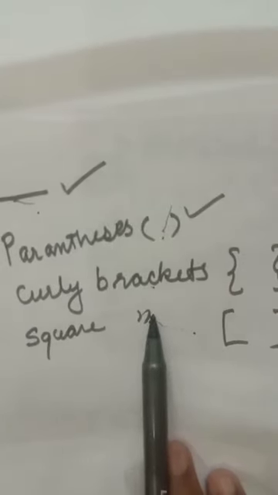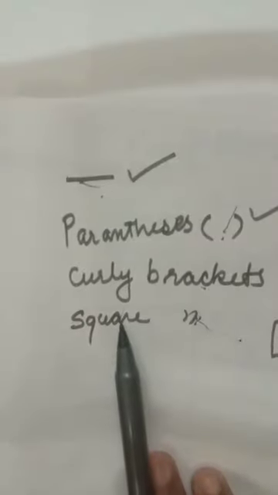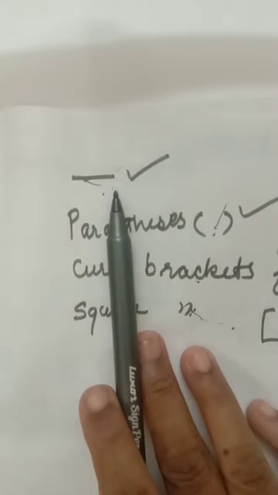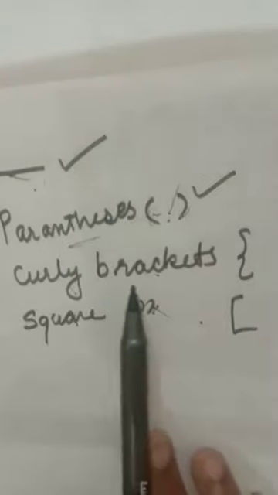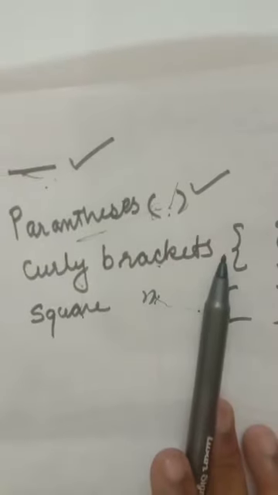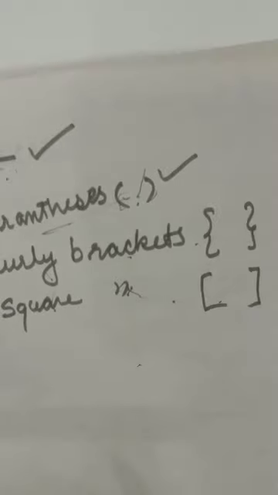You are studying BODMAS. What is the meaning of BODMAS? Brackets, division, multiplication, addition and subtraction. So first B means brackets. Out of these brackets, first you have to solve the bar bracket. Next you have to solve the small bracket, that is parenthesis. After this you have to do curly. After curly you have to solve square. Understood?